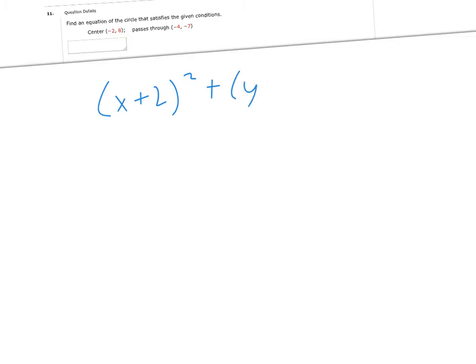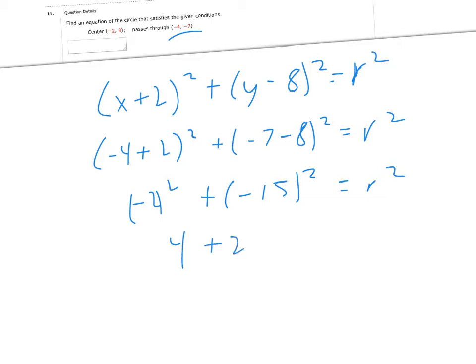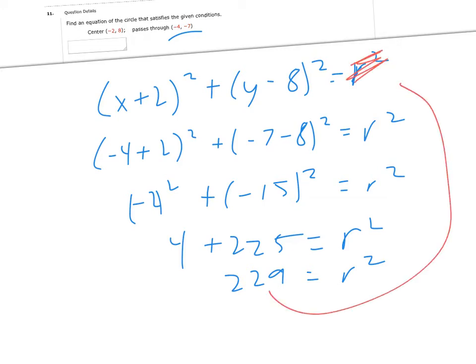All right, next up here, I know that the center here, I could write this as x plus 2 squared plus y minus 8 squared equals r squared. And then to find the radius, there's a couple of different ways you can do it. You could use distance formula between these 2 points. I like to just plug that point in as an x comma y. So I'll do that. So I get 4 plus 225 equals r squared. And so I know that r squared equals 229. So I could square root that to find out what the radius is, but I can actually instead just go back to this original form, and instead of r squared, I'm just going to plug in the 229. And so that would be my final answer then.